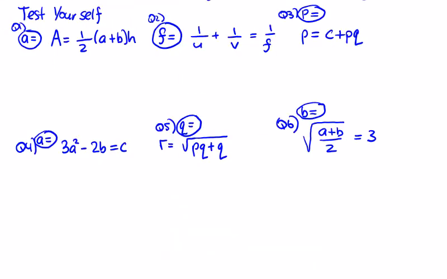Now, write these 6 questions into your copy. Test yourself. Remember, the opposite of square root is squared. You're going to need to square it. We've got algebraic fractions to simplify. So give these a go. Press pause, and hopefully you get all 6 correct.